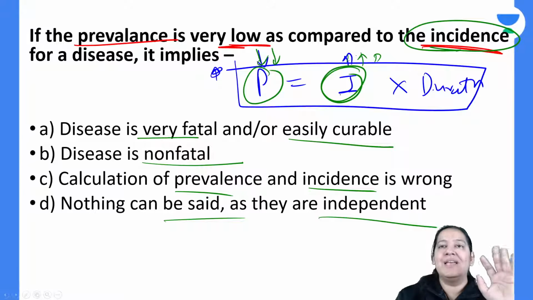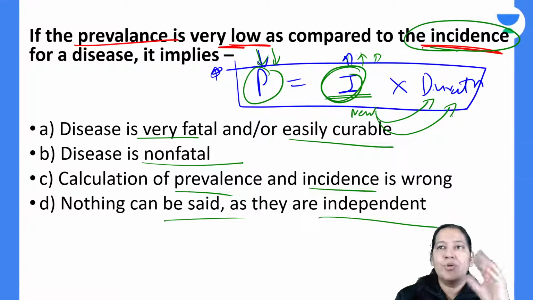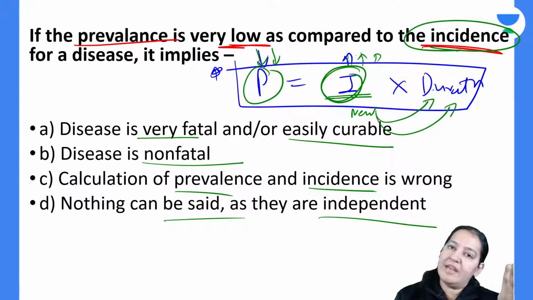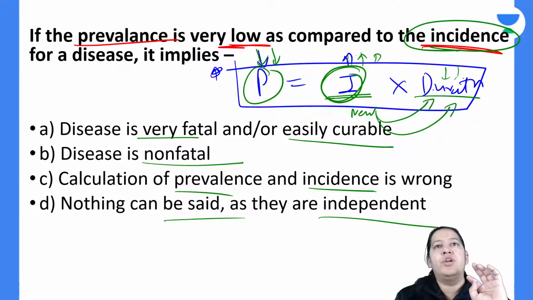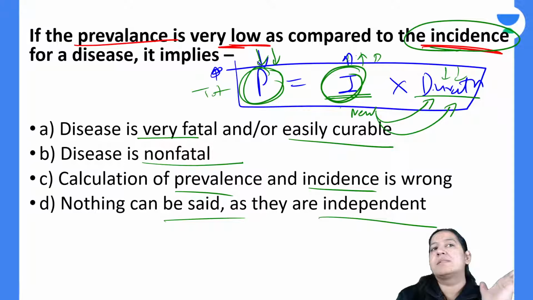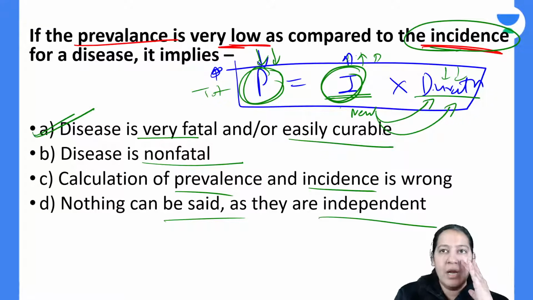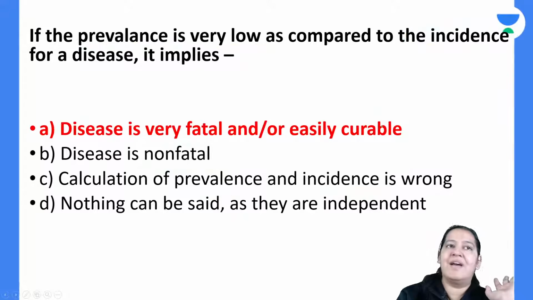Now imagine a disease in which incidence is very high. New cases are very common. But all of them either recover very fast or they are dying very fast. With the best treatment available they are getting cured, or with no treatment available they are dying. So duration is very less, so overall total cases are less. Although incidence is more, prevalence is less. So the disease is either very fatal or easily curable. Everyone give me a thumbs up. So the correct answer here is A.